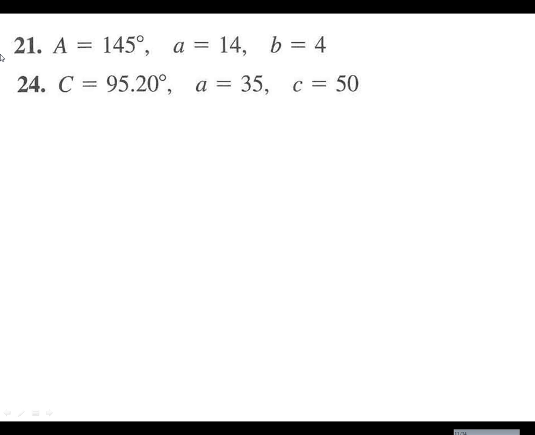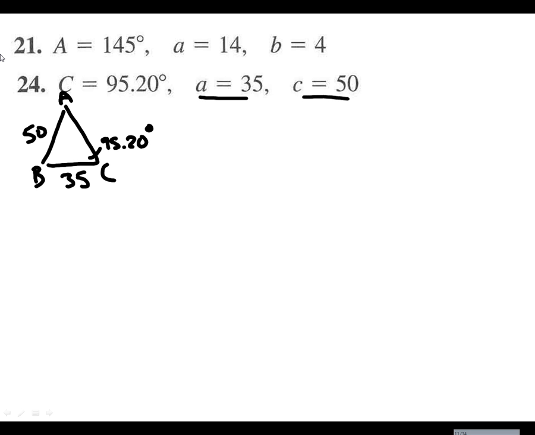All right, on we go to 24. For 24, same situation. Let's draw our triangle, A, B, and C. And so angle C we know is 95.20 degrees. Side A is 35, and side C is 50. So again, two sides, potentially two triangles here. Let's check for them.